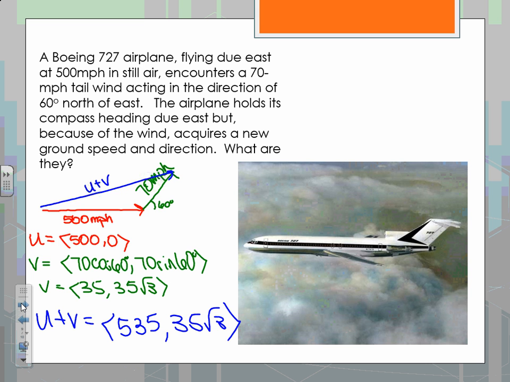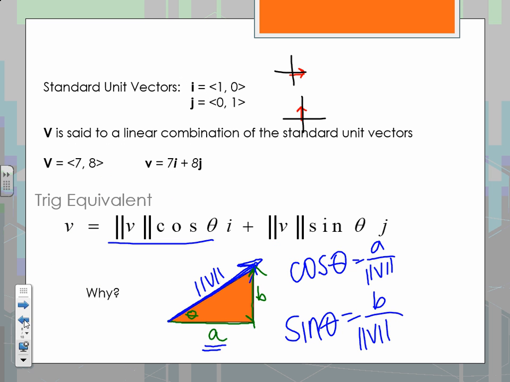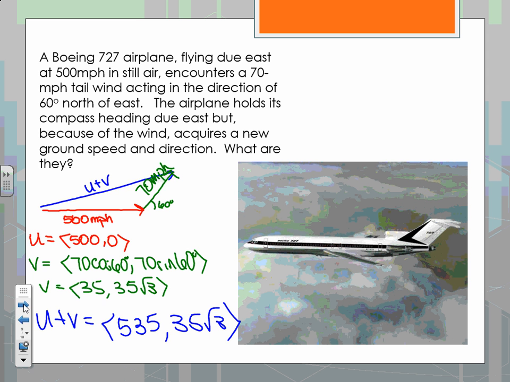Well, that tells us nothing. We need a direction. How do we get direction? We make it the component form. Go back to this picture. If we know the horizontal component and we know the vertical component, how do we get that angle? Tangent. Yes.